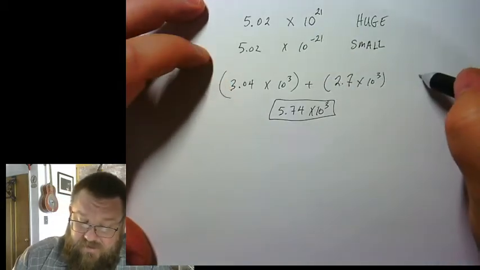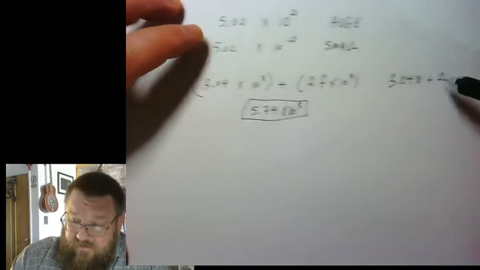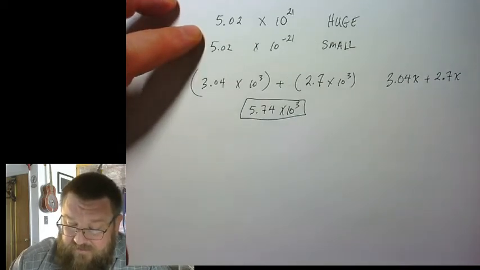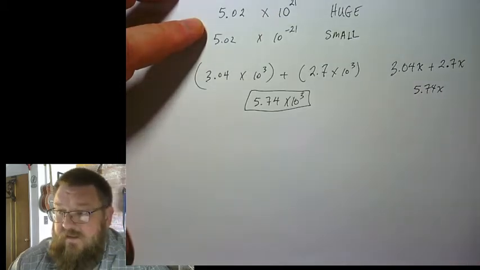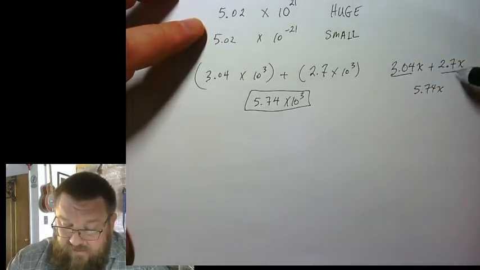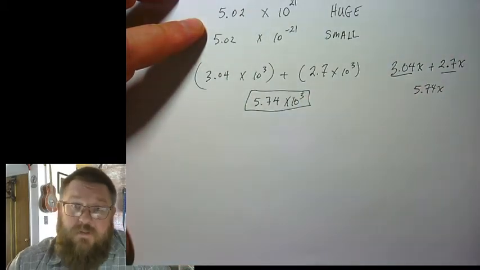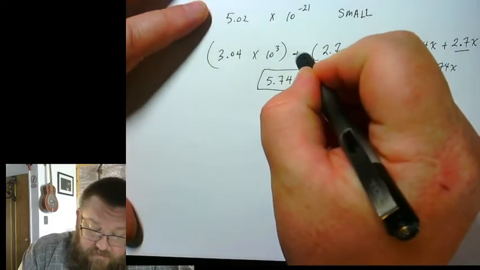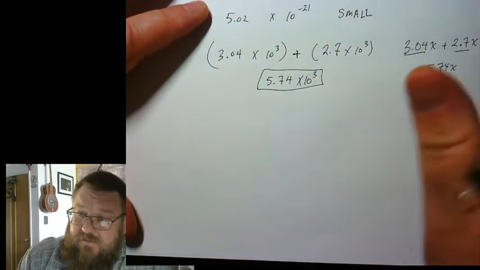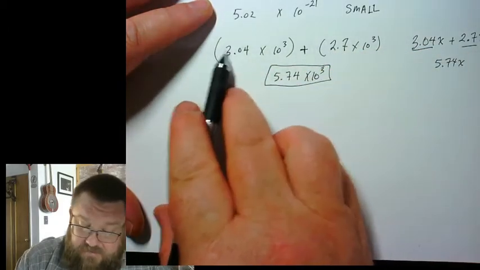This is like saying, what is 3.04x plus 2.7x? Well, that would be 5.74x. Do you see? Exactly the same. These are the coefficients. They're multiplying. We write it out a little different here with scientific notation, but it's the same thing. All right. Same exact thing would work with subtraction. If you did subtraction, you just have to subtract those two.